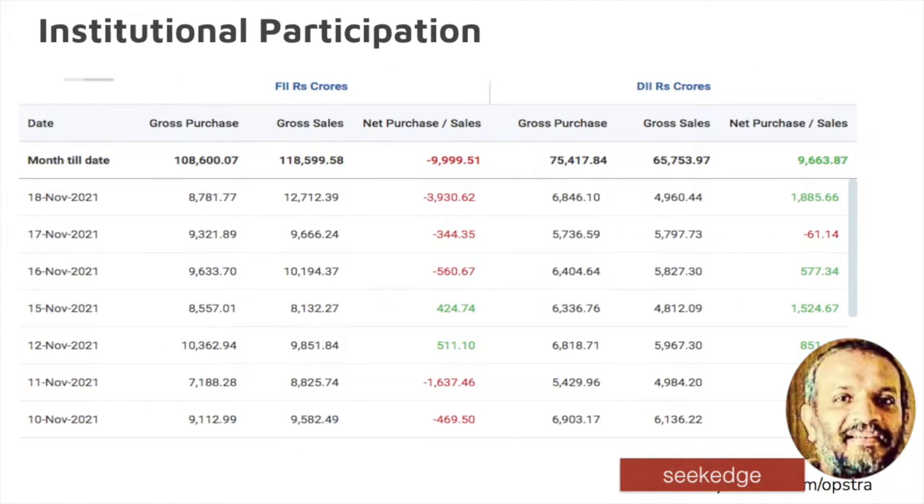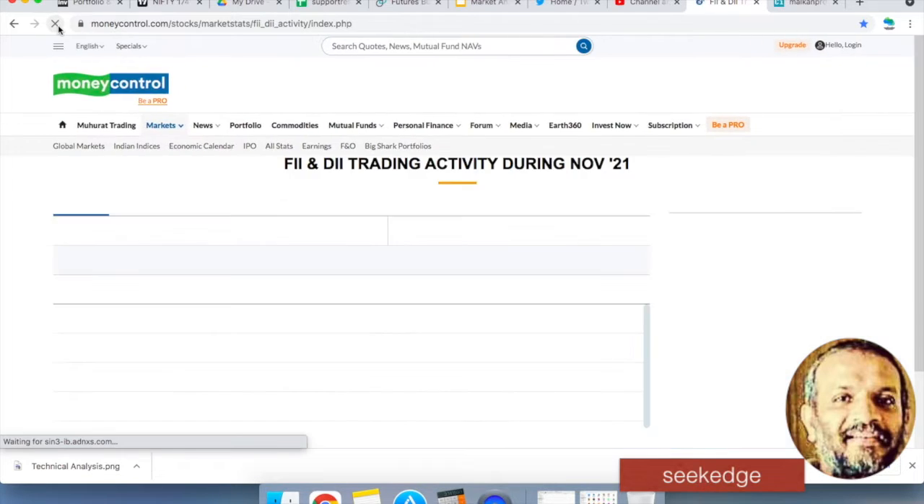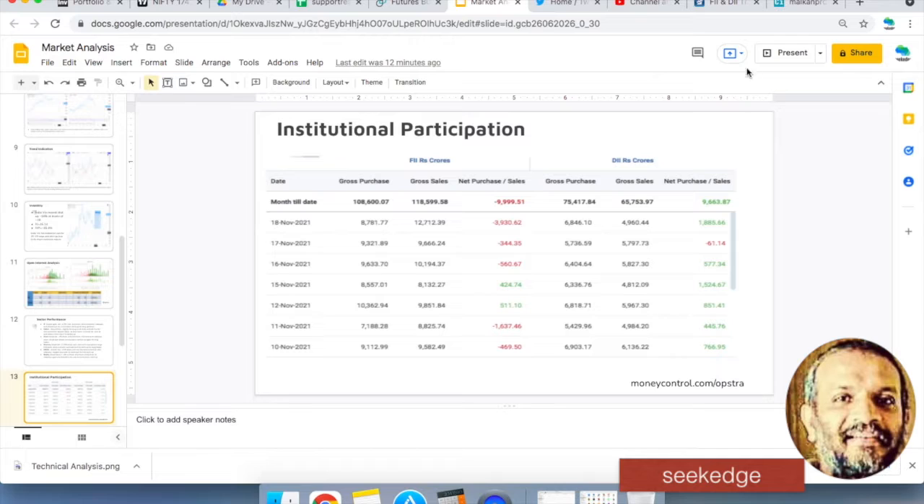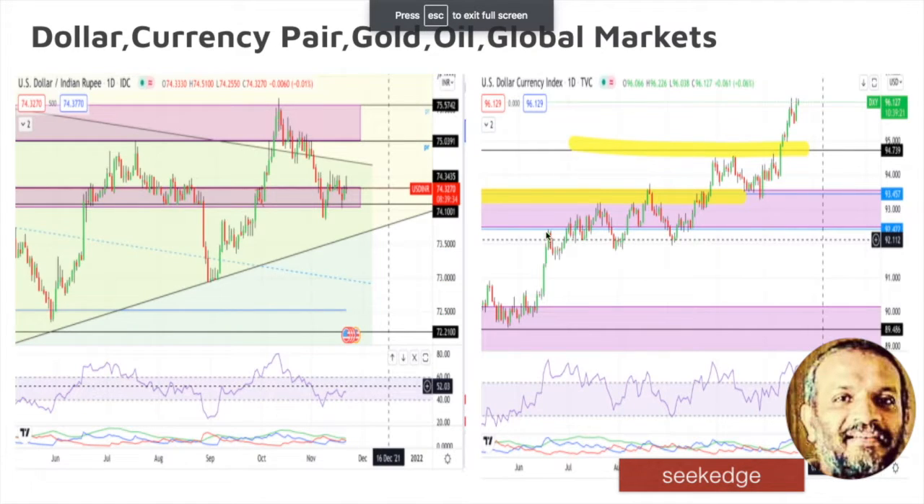Institutional participation data is not coming, but it must definitely be huge. We'll just quickly check where it has come. Must be huge selling by FIIs for sure. We'll just refresh and see if the data is coming. No, it hasn't come as of now, but there's no point in looking at this clear bearishness. Selling will happen.